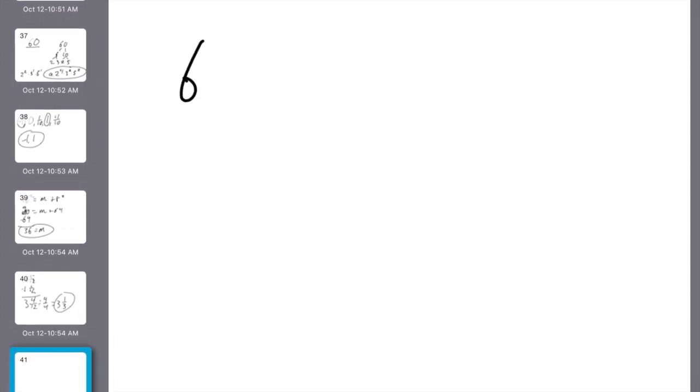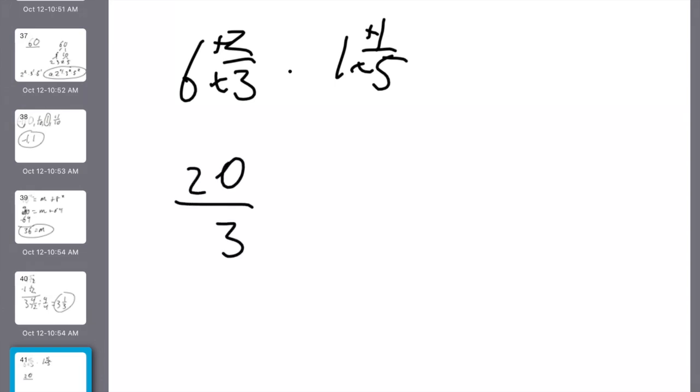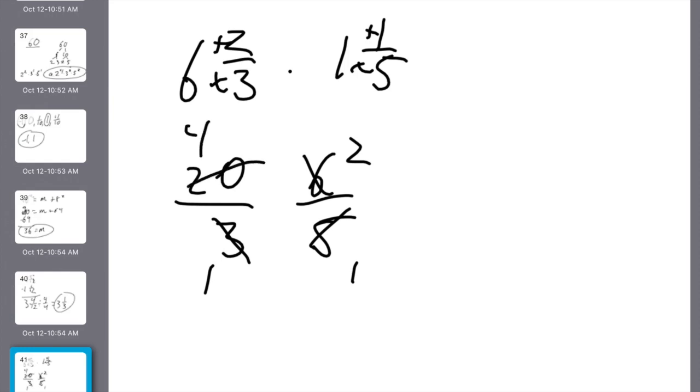Number 22, multiplication from Monday's problem. 6 and 2/3 times 1 and 1/5. Multiply and add, multiply and add. 18, 19, 20 over 3. 5 plus 1 is 6 over 5. 3 goes into 3 once, 3 goes into 6 twice. 5 goes into 5 once, 5 goes into 20 four times. 4 times 2 equals 8.